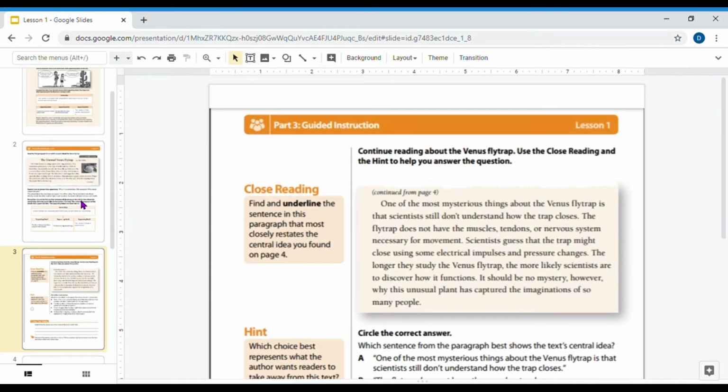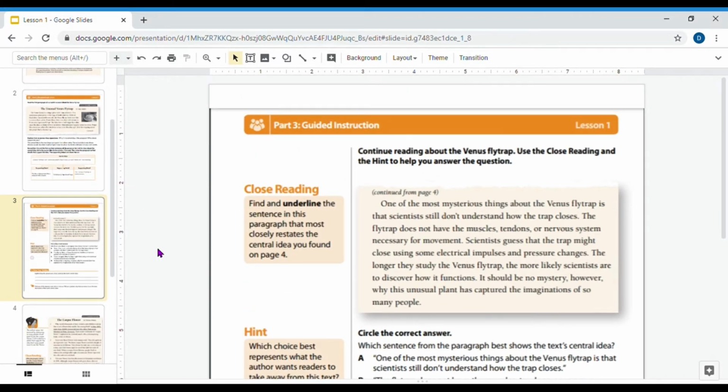Moving on to page 3. This says, continue reading about the Venus flytrap. Use the close reading and the hint to help you answer the question. So, continued from page 4.